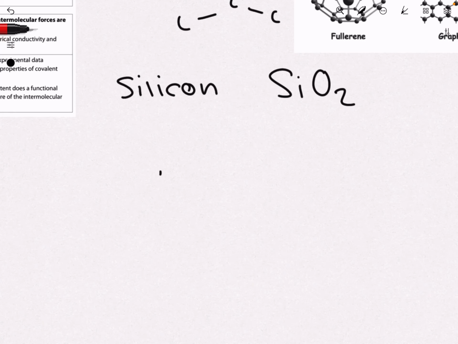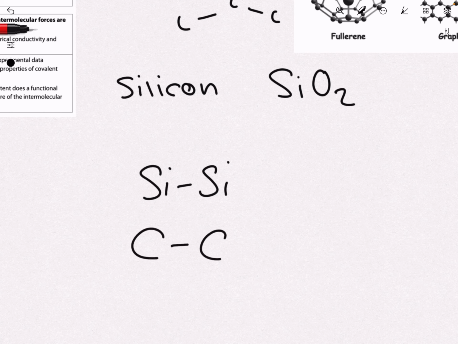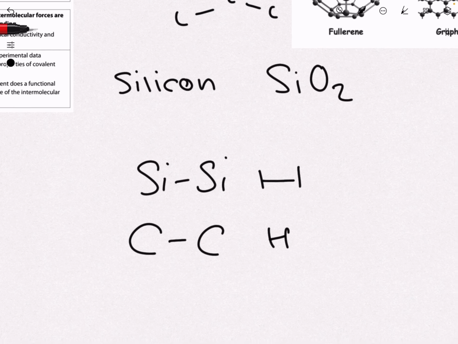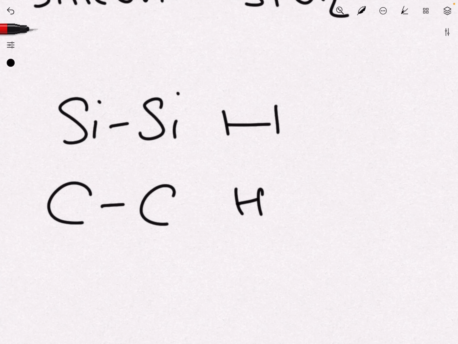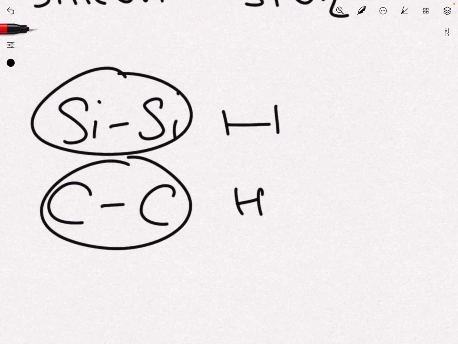In terms of comparing silicon-silicon and carbon-carbon bonds, our carbon allotropes have a shorter bond length with a greater effective nuclear charge than silicon. So this means that these carbon-carbon bonds will be stronger than silicon-silicon bonds.